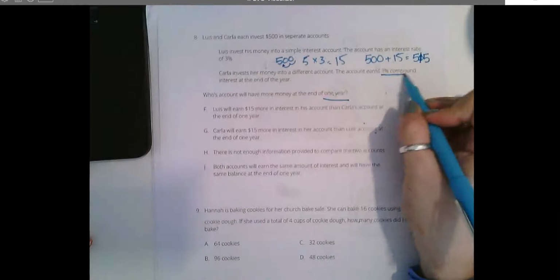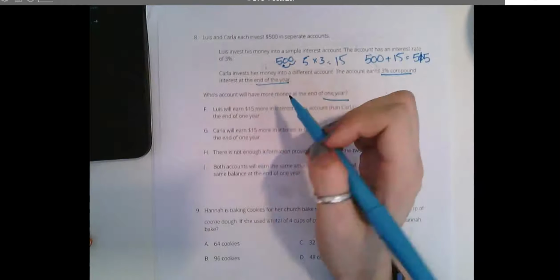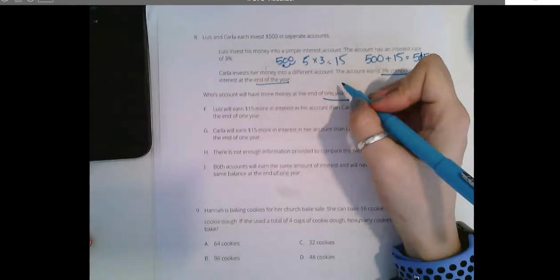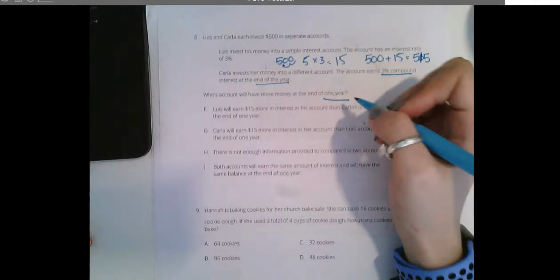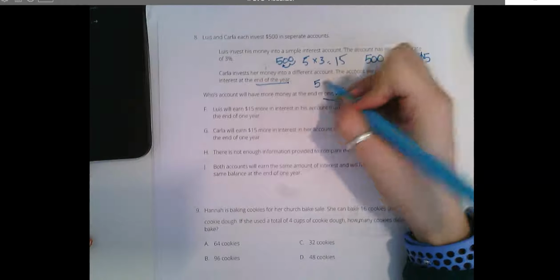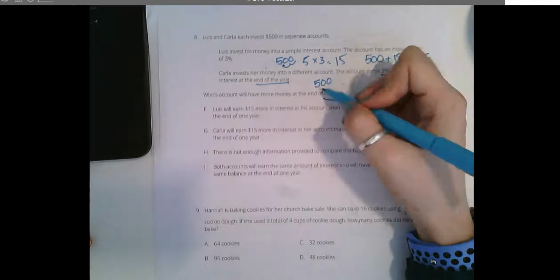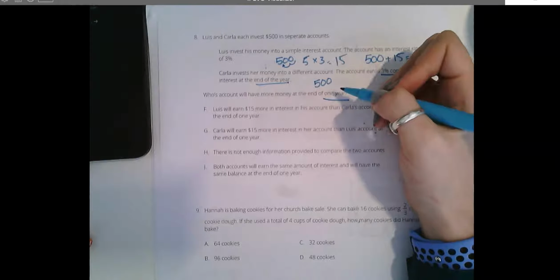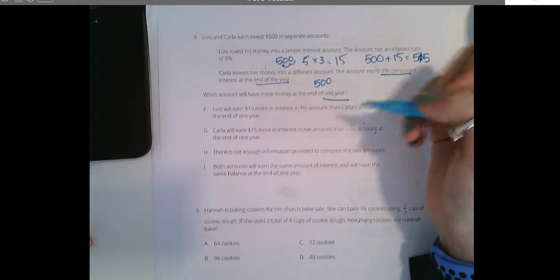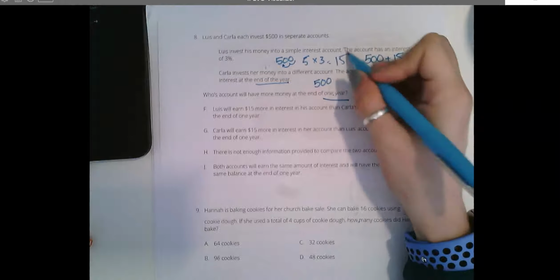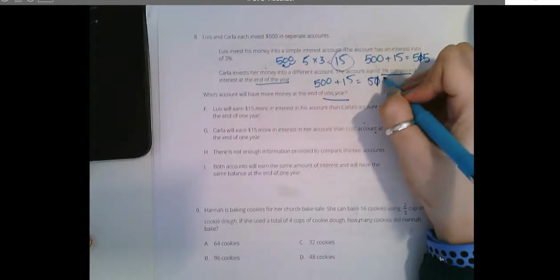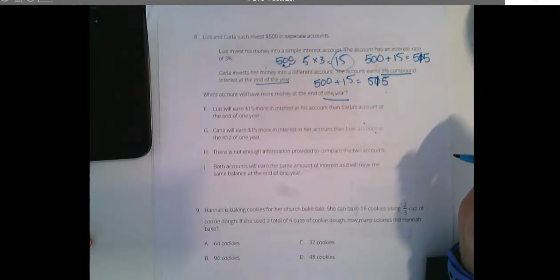Carla invests her money into a different account. The account earns 3% compound interest at the end of the year. Okay, well, good for Carla. Compound interest at the end of 1 year means that she's going to get 3% of 500, but it's only compounded at the end of the year. So compound interest would be great if she kept it in there for more than a year. But right now she's also getting the 3% of the $500. So she is also getting $515 at the end of this year.